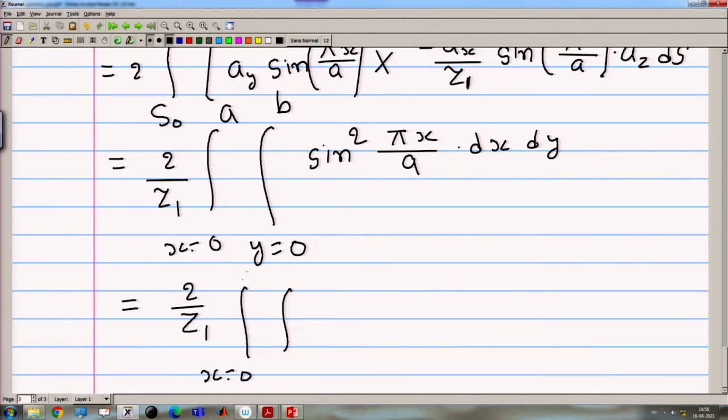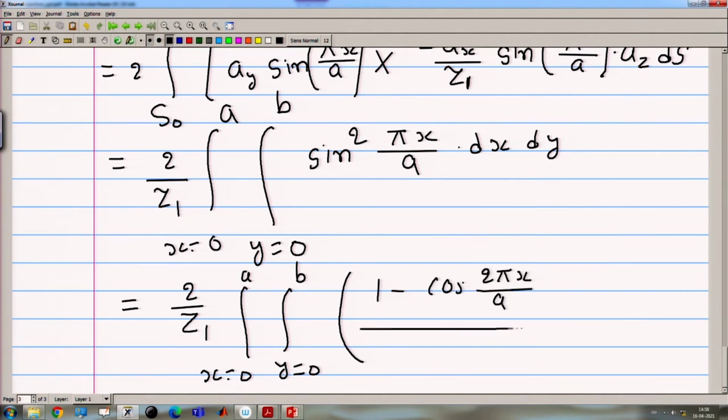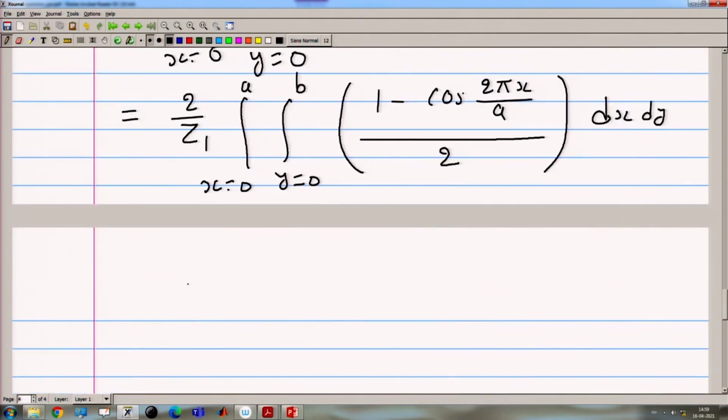x is equal to 0 to A, y is equal to 0 to B, 1 minus cos of 2 pi x by A divided by 2 into dx into dy. So, from this, on the x integration we will get A by 2 and on y we will get b. So, 2 will cancel out, that means A b by Z1.